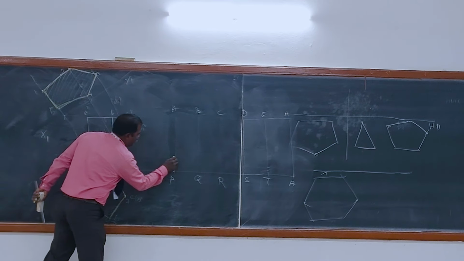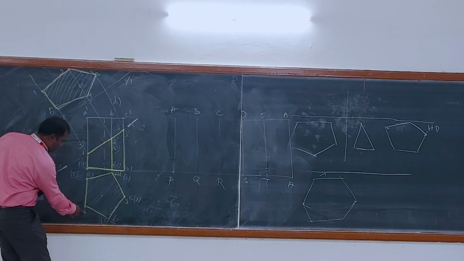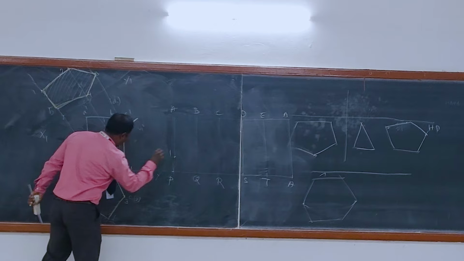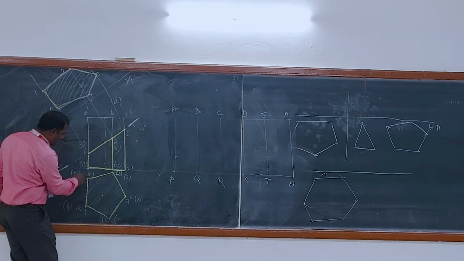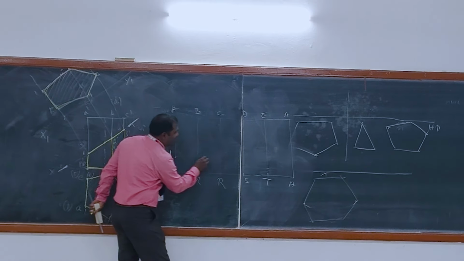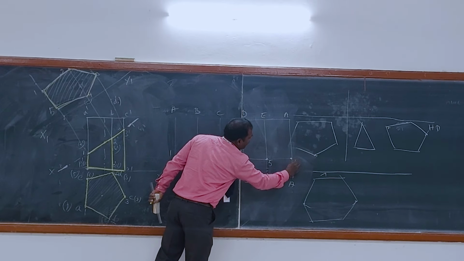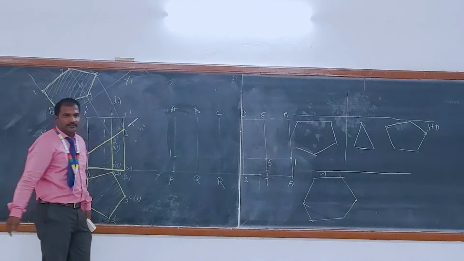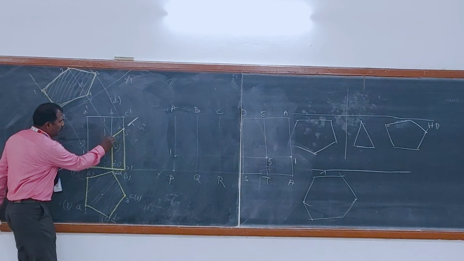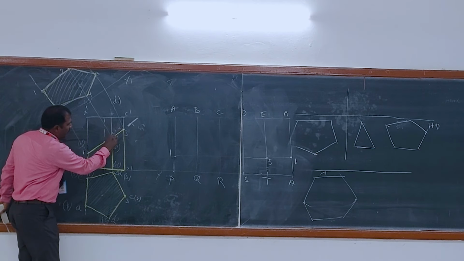Draw the horizontal line. The 1 cuts between A and P, so this is my 1. Similarly, the 5 cuts between E and P. This is 5. Again, A and P is there; extend here. This is 1. Correct? Similarly, my 2 and 4 are here.